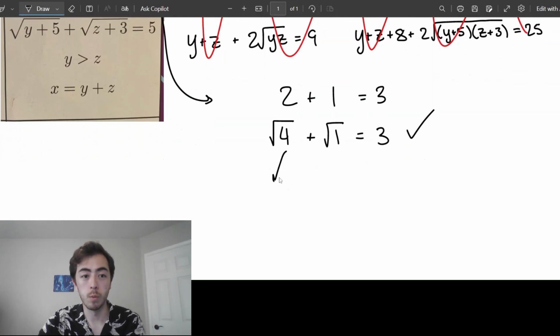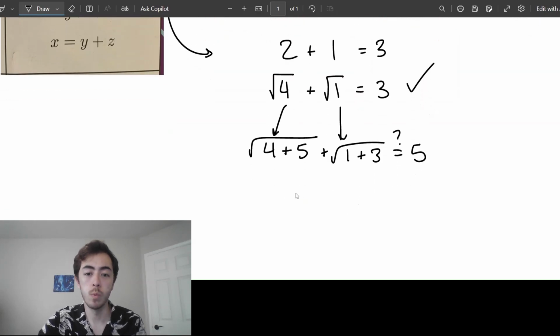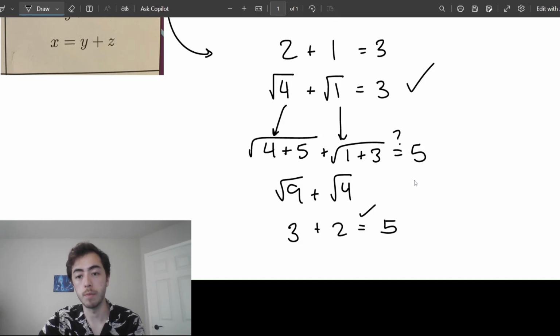So if we plug in y right here, we'll get 4 plus 5 underneath the square root sign. And if we plug in z right here, we'll get 1 plus 3 underneath that square root sign. And we should check whether or not this is equal to 5. Well, we get root 9 plus root 4. The square root of 9 is 3. The square root of 4 is 2. So this actually totally does check out.